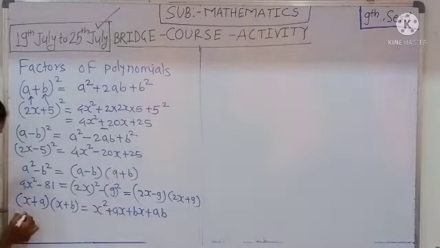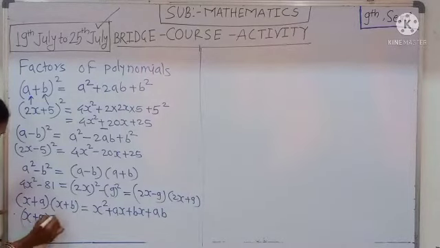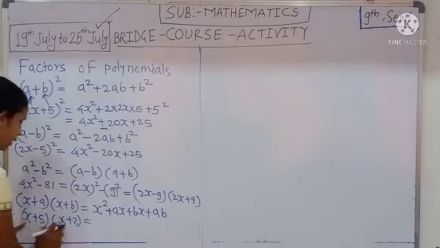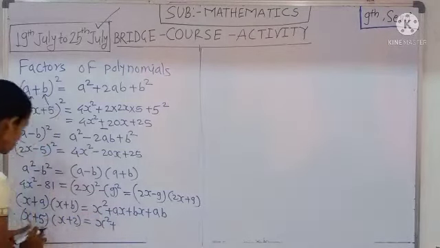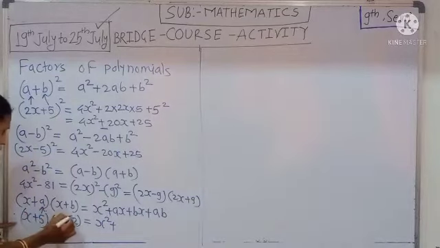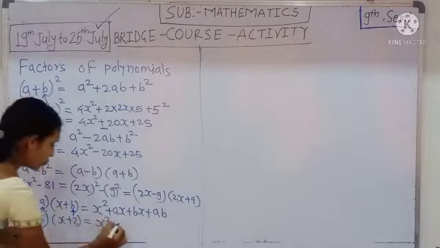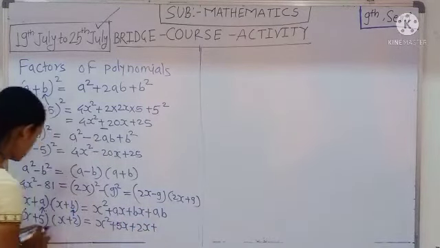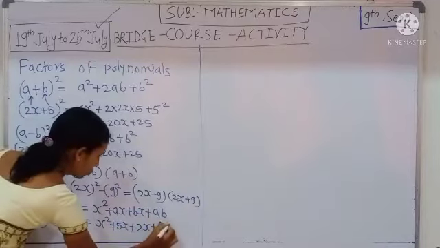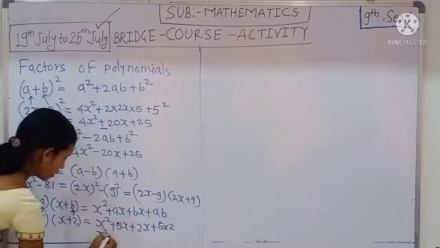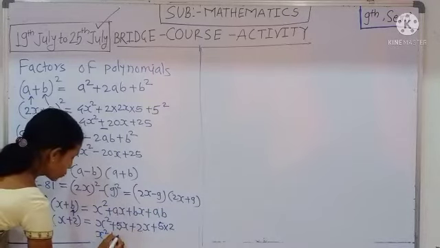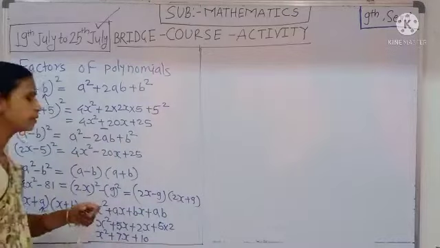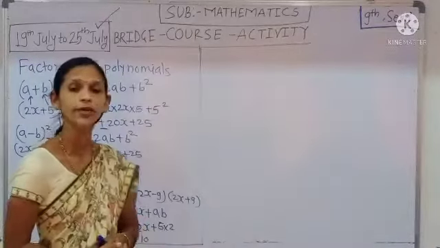Then here we can write the expansion as x square plus ax plus bx plus ab. Then for example, (x plus 5) and (x plus 2). Then see here, x square plus, here a means 5 and b means 2. Therefore here 5x plus 2x plus 5 into 2. That means here x square plus 5x plus 2x, 7x, plus 10. That is a few examples of algebraic expressions.